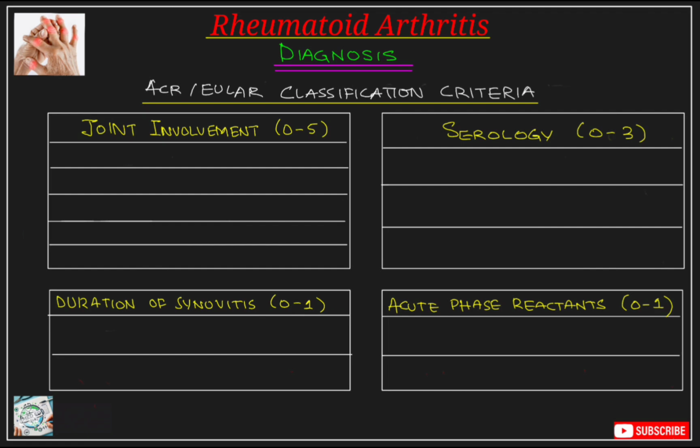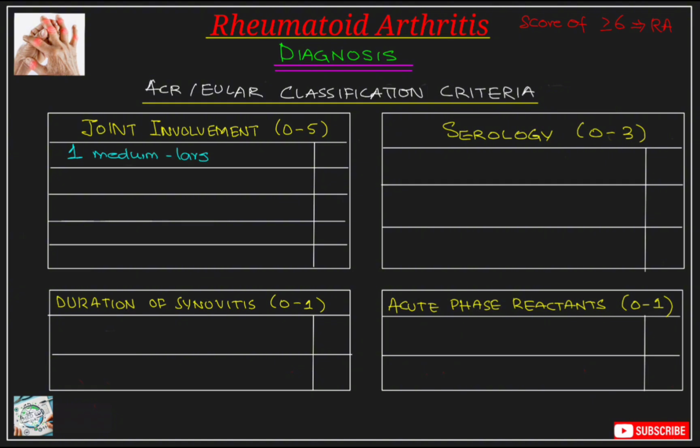So the number 1 parameter is joint involvement. This parameter assesses how many and which joints are affected. The joints are divided into medium to large joints and small joints. The medium to large joints include knees, hips, shoulders, elbows, and ankles, while the small joints include metacarpophalangeal joints, the proximal interphalangeal joints, the metatarsophalangeal joints, and wrists. Okay, so the point distribution is as follows.